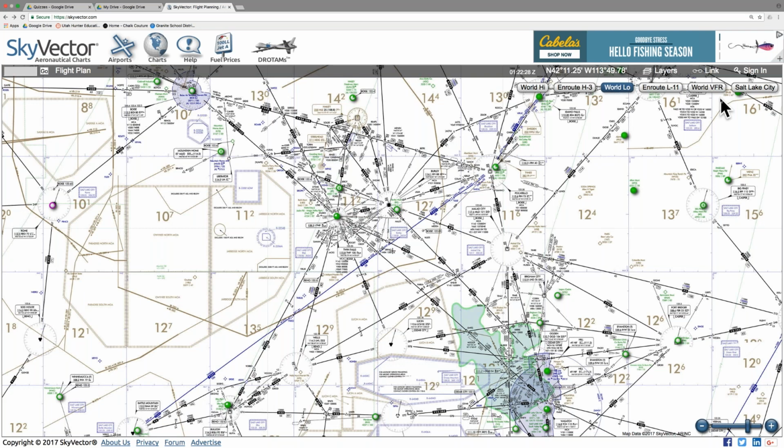And let's see. What is the difference between a precision approach and a non-precision approach? A precision approach has vertical and horizontal navigation, and a non-precision only has horizontal. Perfect.